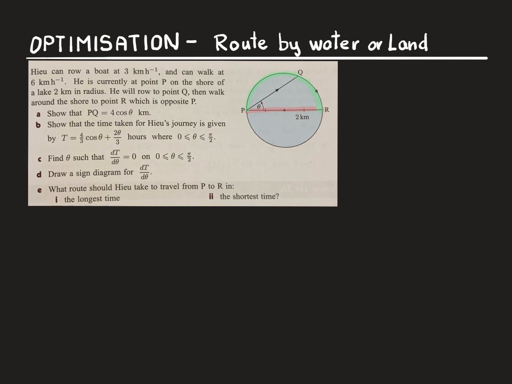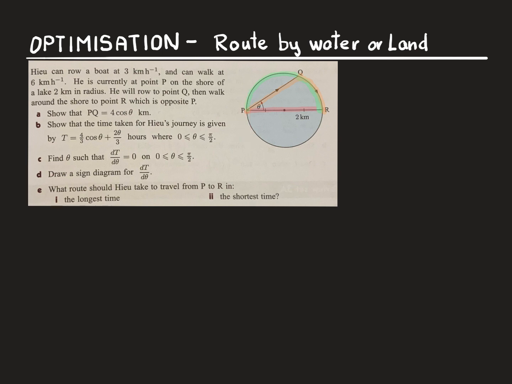So he could be, for instance, rowing his boat from P to Q, and then after that he might walk around to the R. And the problem starts by showing that PQ is 4 cos theta. So what we're going to be looking at is this distance of rowing of the boat. Now it could be any angle. It could be at 0 angle, it could be at that theta angle, or it could be at 90 degrees.